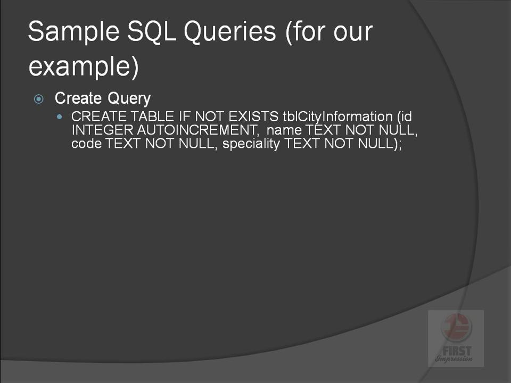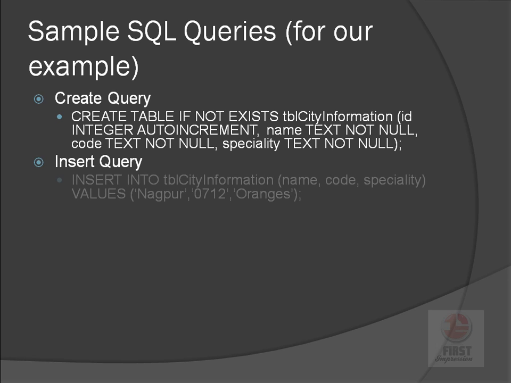In brackets, the field name is ID, integer auto increment. That indicates ID is a field of type integer and this will auto increment, comma, name text not null. Name is a field, text not null are keywords, comma, code text not null, specialty text not null. This indicates that in our complete table we have four fields: ID, name, code, specialty. ID is of type integer, name, code, and specialty are of type text, and all these are not null.